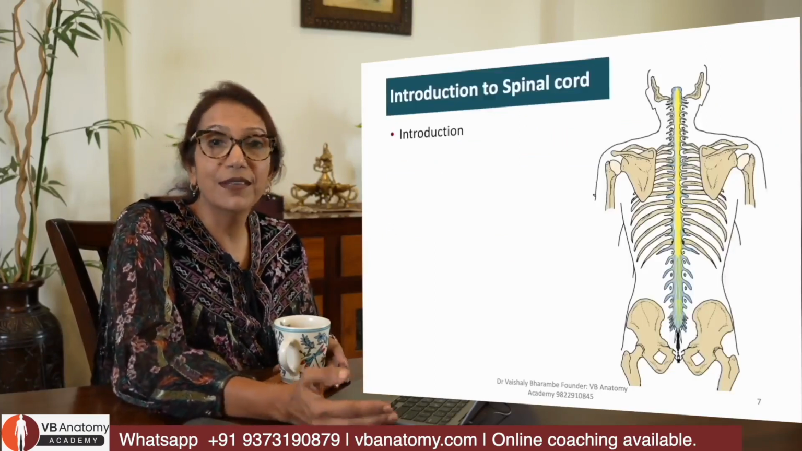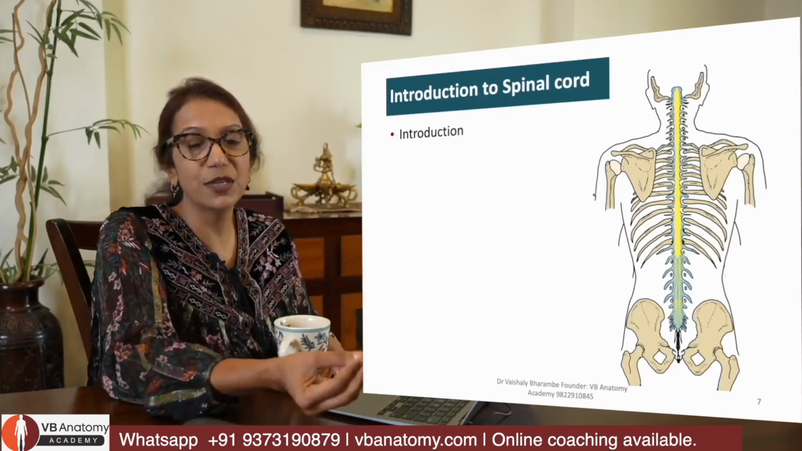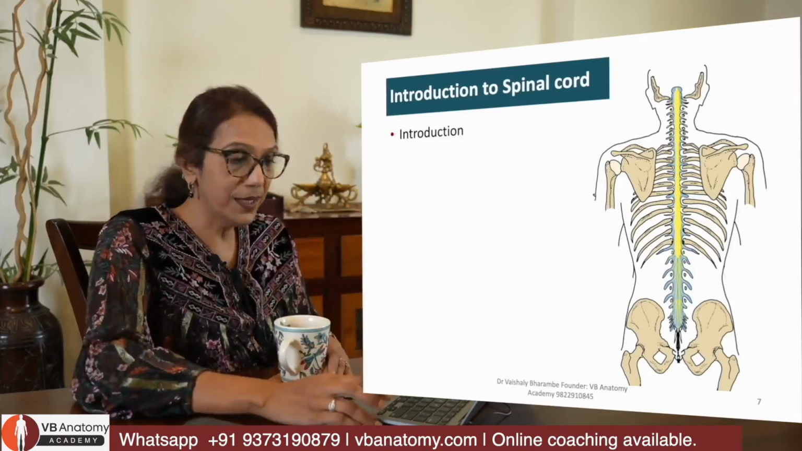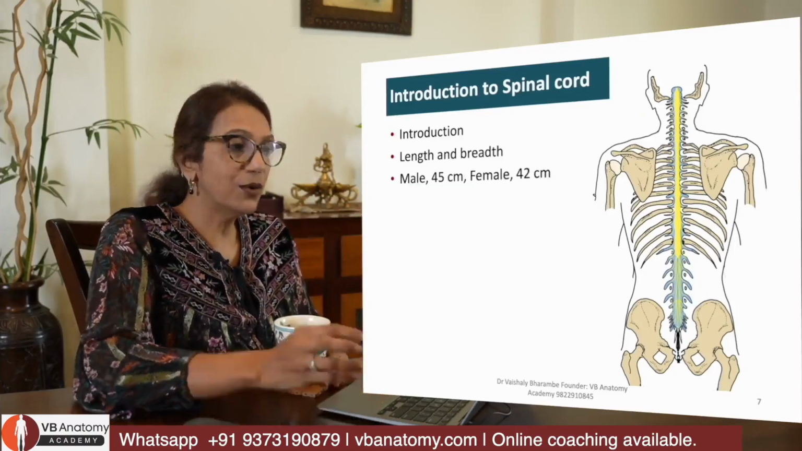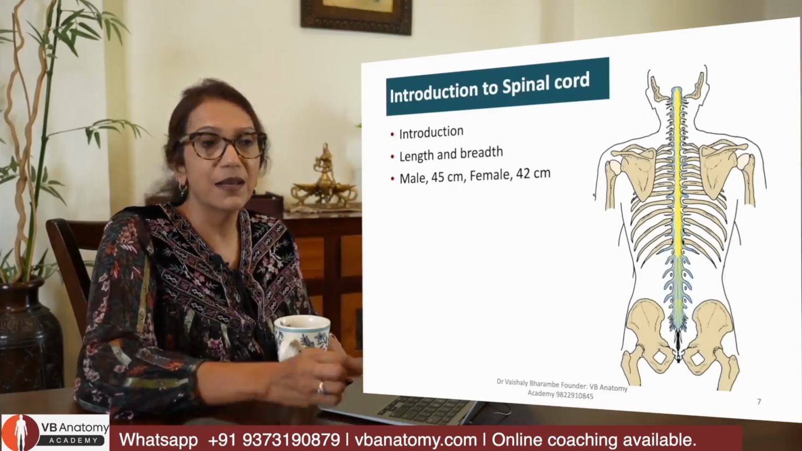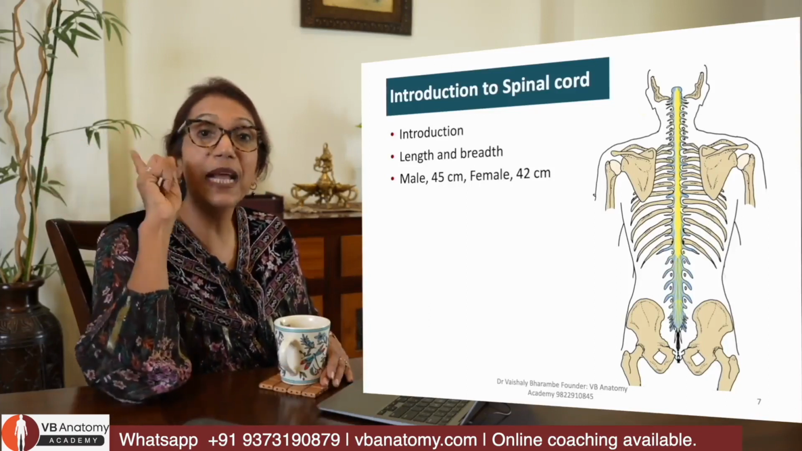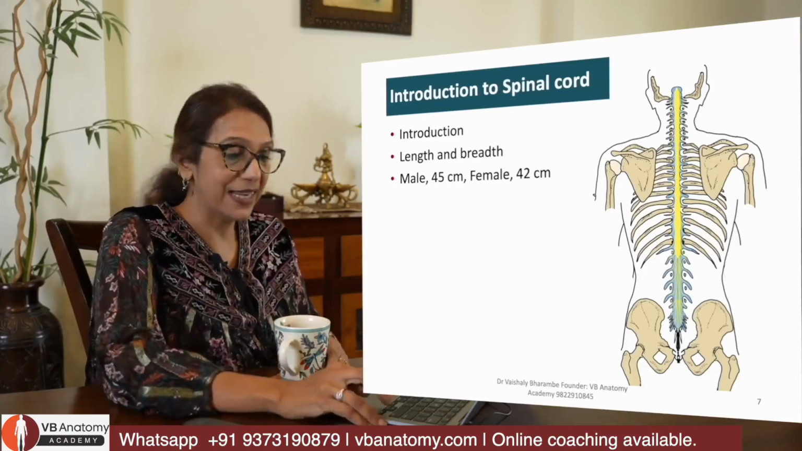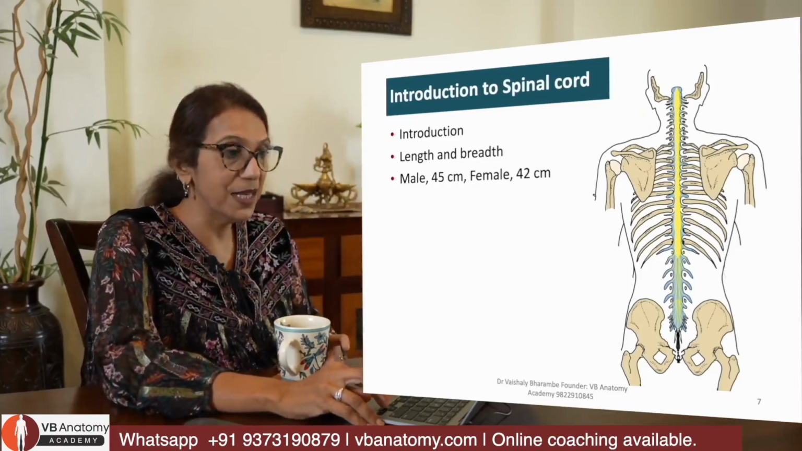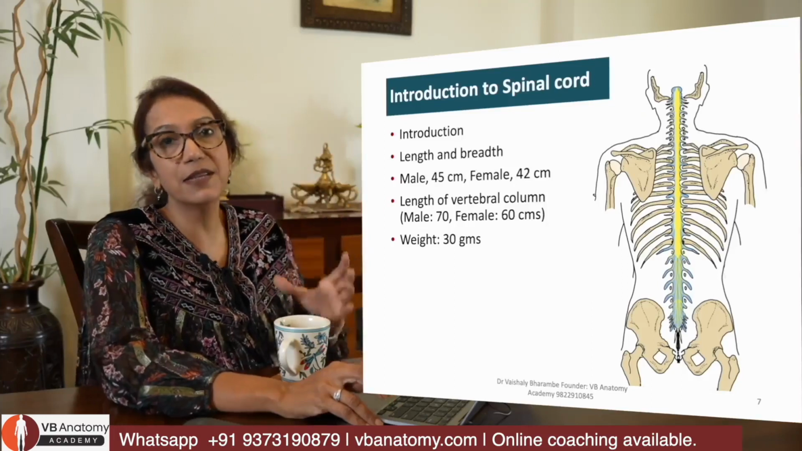First, what is it? Where is it? It's the narrow tubular portion of the central nervous system lying within the vertebral column. Take a look. It measures about 45 centimeter in the male and 42 centimeter in the female. Question, ma'am, should we remember all this? I'll leave it to you, but I'll tell you why you should know this. So 45 centimeter in the male and 42 centimeter in the female, lying in the vertebral column, which is 70 and 60 centimeter respectively.